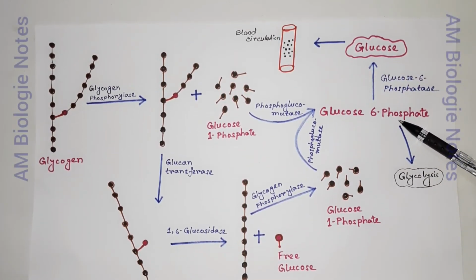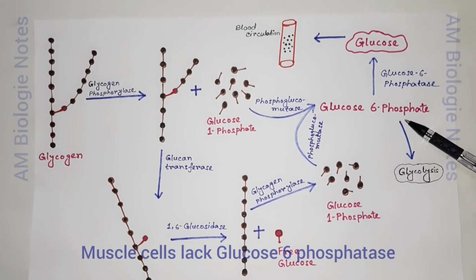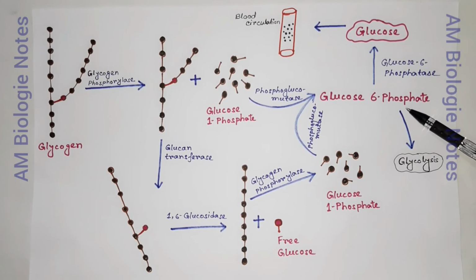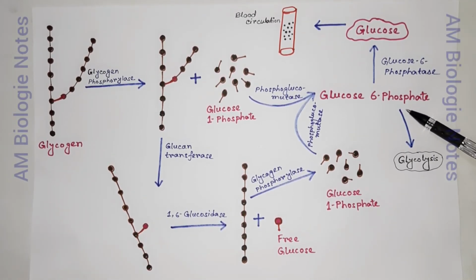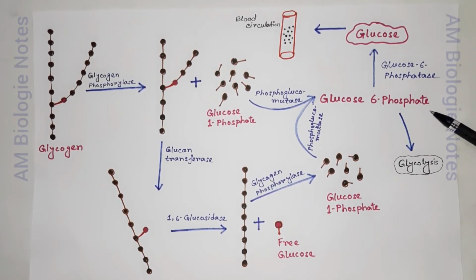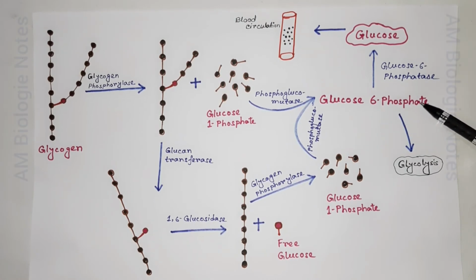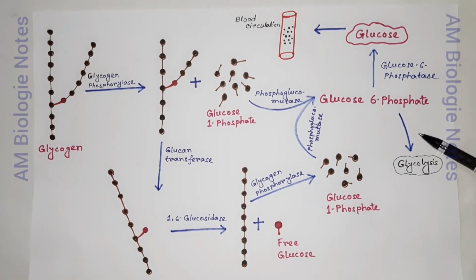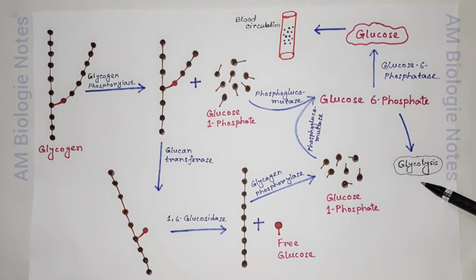But muscle cells lack glucose 6-phosphatase enzyme. So, muscle cells cannot convert glucose 6-phosphate to glucose. As a result, muscle cells cannot release glucose to the circulation. So, in muscles, glucose 6-phosphate directly enters the glycolysis process.